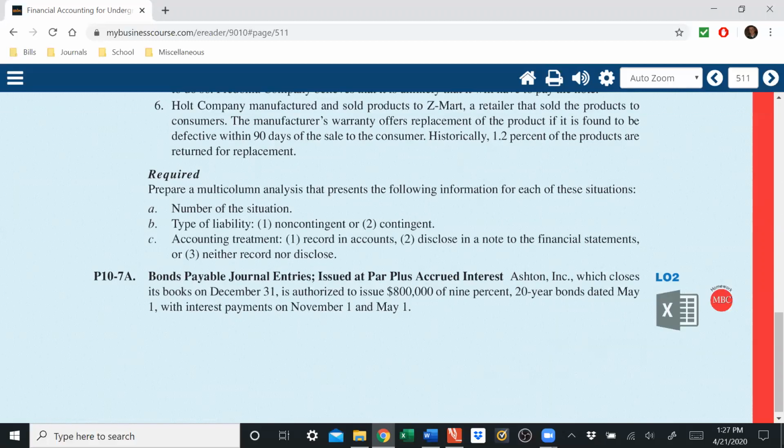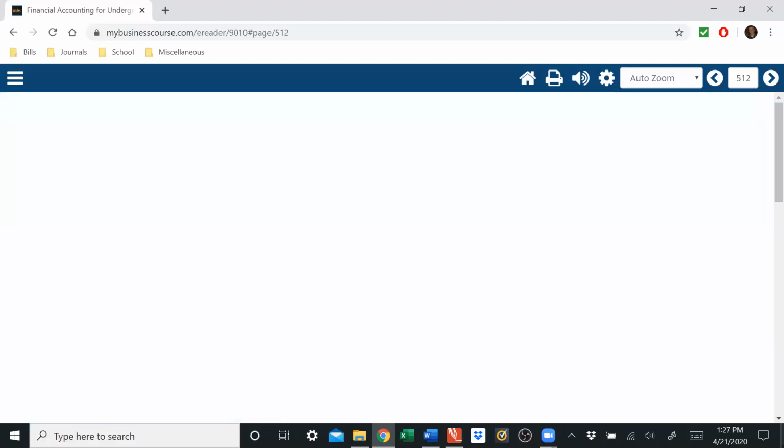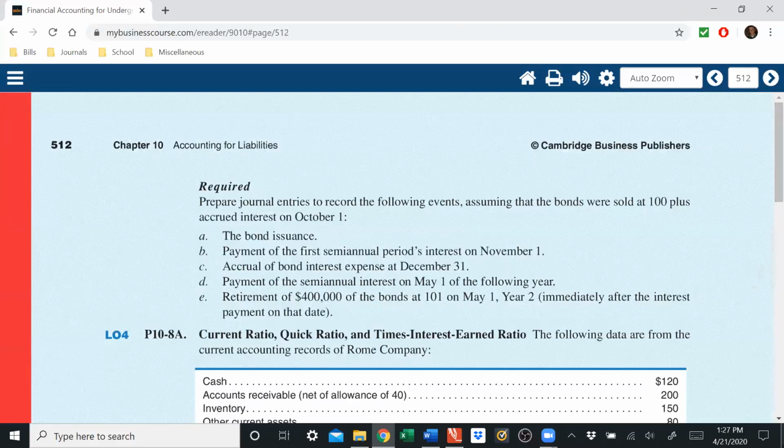So Ashton Incorporated, which closes its books on December 31st, is authorized to issue 800,000 of 9% 20-year bonds dated May 1st with interest payments on November 1st and May 1st, every 6 months. Prepare the journal entries to record the following events. Assuming that the bonds were sold at 100 plus accrued interest on October 1st.